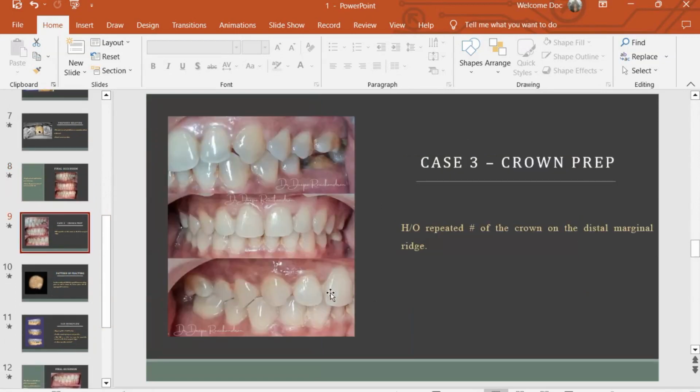This is another tough case. Okay, this is case 3. This patient came to me and she complained of repeated fracture of the crown on 3/6. And it always fractured in the same position. It always fractured on the distal marginal ridge. It had fractured twice, and both the times it was a PFM. And she came to me because she wanted a permanent solution to her issue.